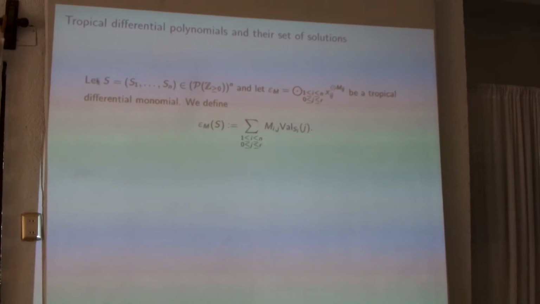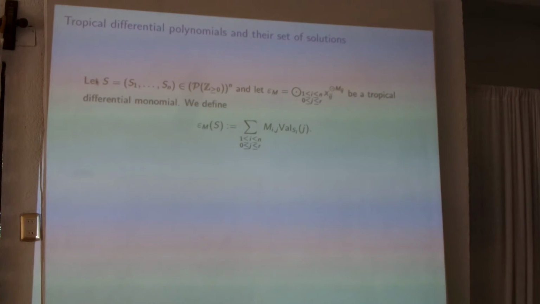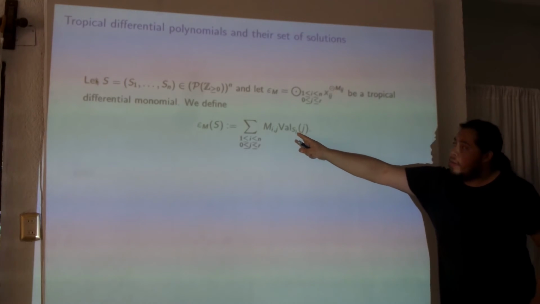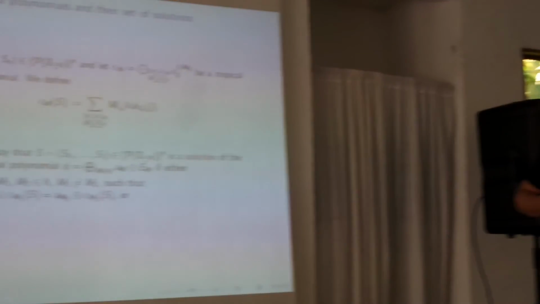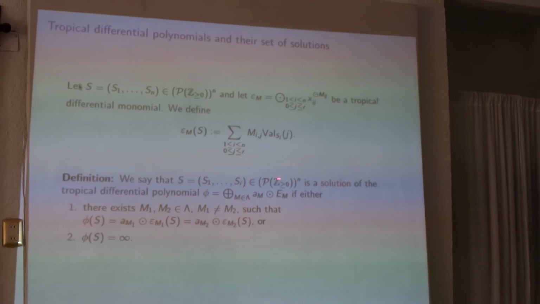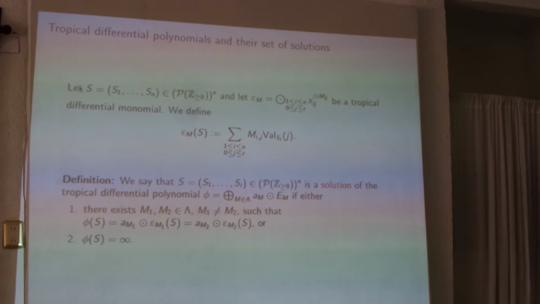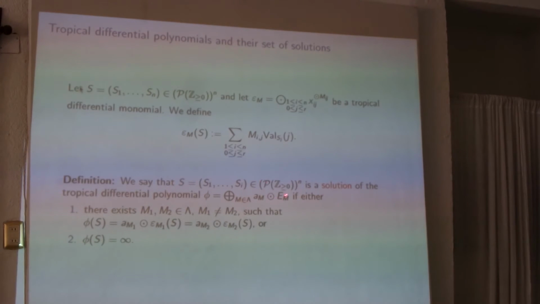So I will take an n-tuple of subsets of the non-negative integers, and I will take a tropical differential monomial, and I can define this number using the previous definition. And using this definition, I will say that this n-tuple is a solution of this tropical differential polynomial if either there exist two different monomials such that this minimum is achieved at these two monomials, or if the value of the substitution is equal to infinity.